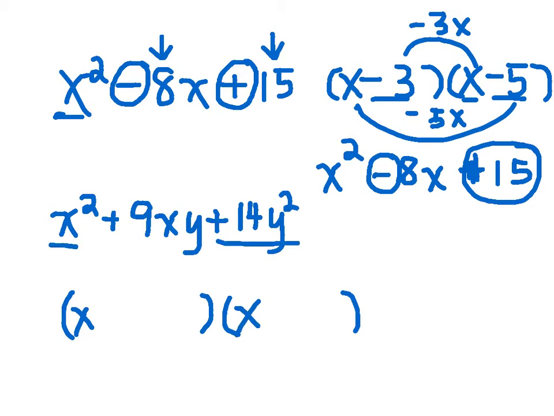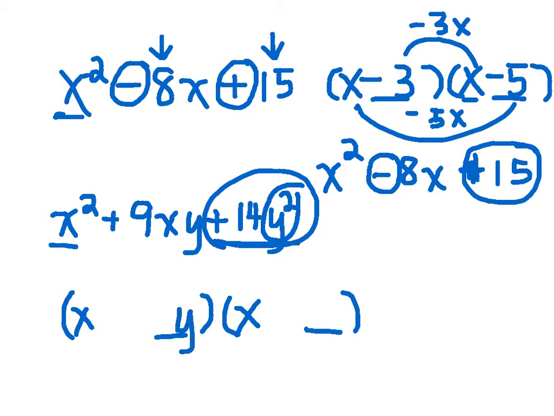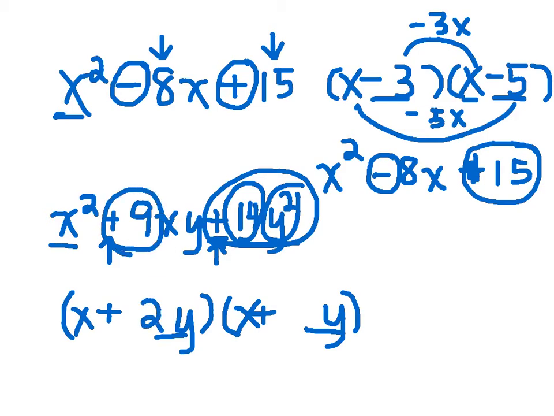But what would make the last term have a y squared? Well, since this whole term comes from multiplying my last in FOIL, you can see that each of these needs to have a y. After that, we do exactly what we've been doing. When this sign is positive, it means the signs are the same, and they are both positive. I'm looking for numbers that multiply to 14 and add to 9, and clearly they are 2 and 7.